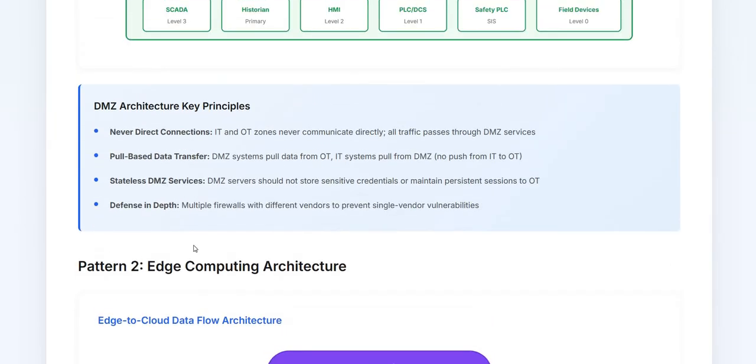So, some principles. What are they? Design rules behind this. There are no direct connections between IT and OT. Data moves upward by pulling, never by pushing commands downward. Services in the middle avoid long-lived sessions and storing credentials. And multiple layers of protection reduce dependence on a single product or vendor. Each role exists because recovery from mistakes on the plant floor costs real time and money.